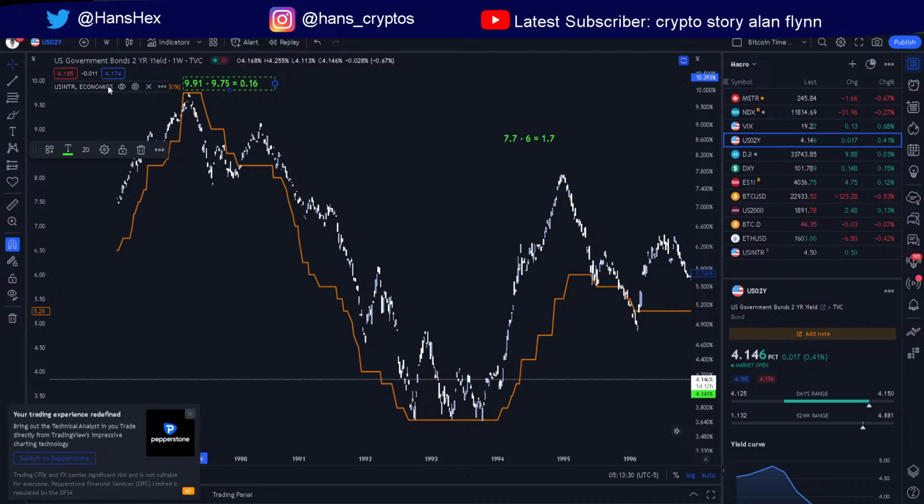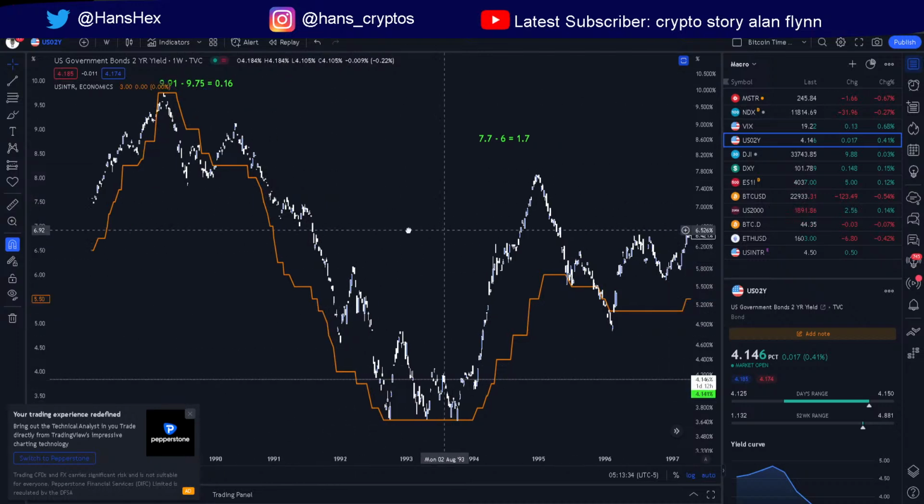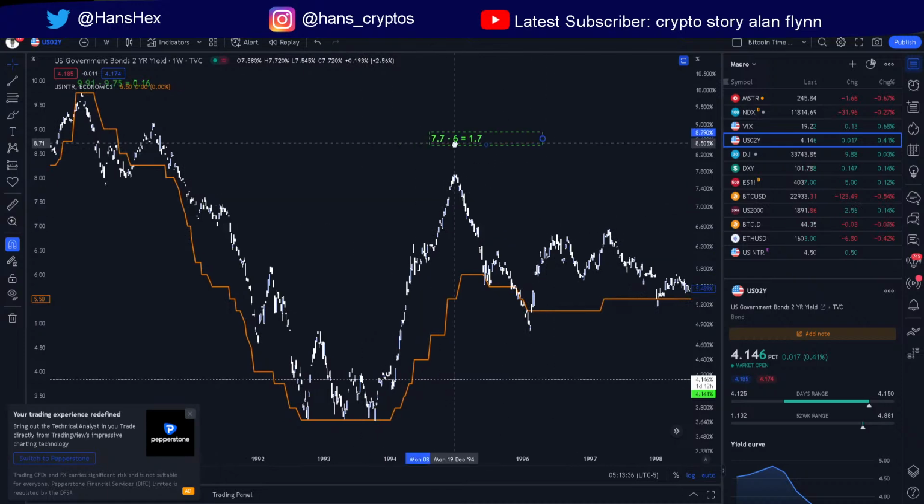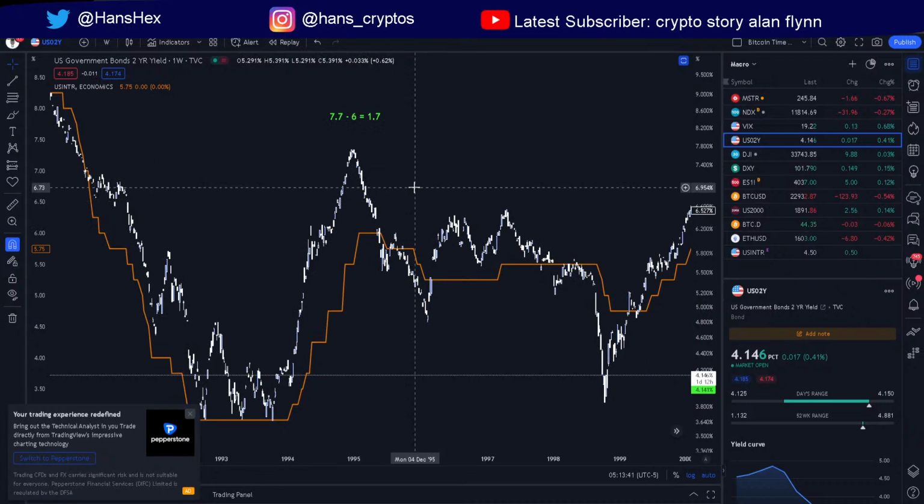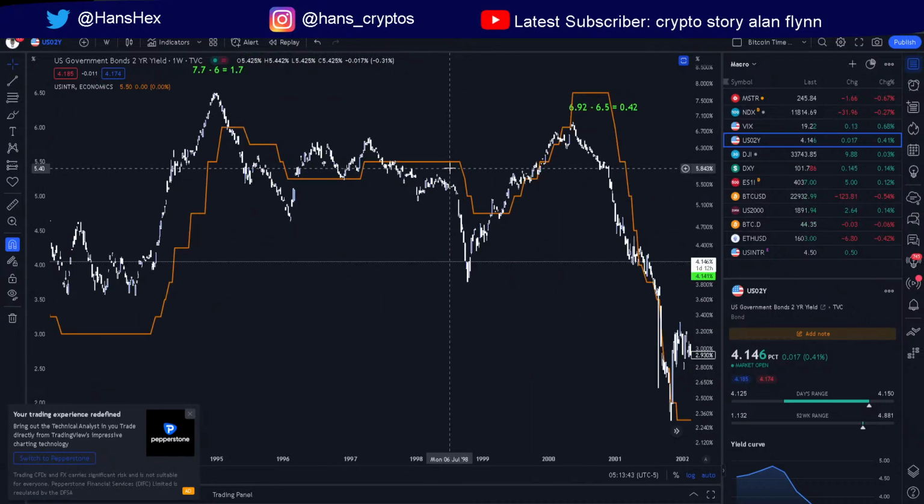I have then the US interest rates itself, which is the orange line over here. We have looked at this chart previously, as I showed you guys, that this kind of shows where the interest rates might be going in the future.